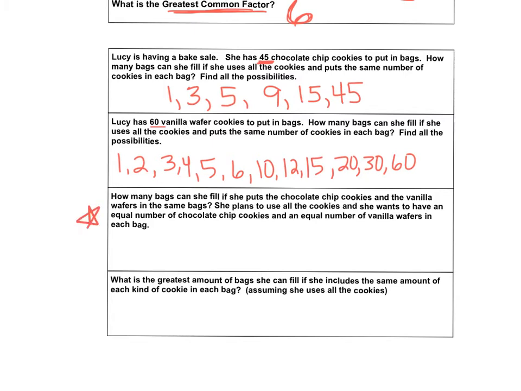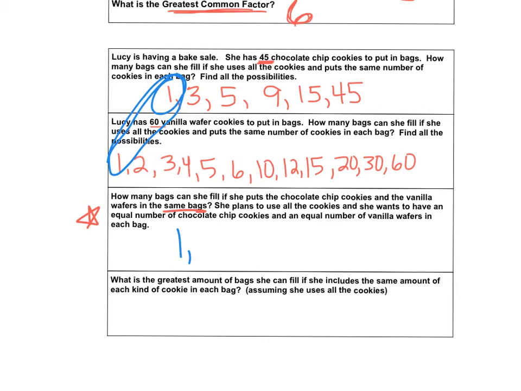I'm right here in this third row. How many bags can she fill if she puts the chocolate chip cookies and the vanilla wafers in the same bags? She plans to use all the cookies, and she wants to have an equal number of chocolate chip cookies and an equal number of vanilla wafers in each bag. Similar to what we did up on the top, we want to see what they have in common. So it looks like both of the cookies could be put all into one bag because one is a common factor here.